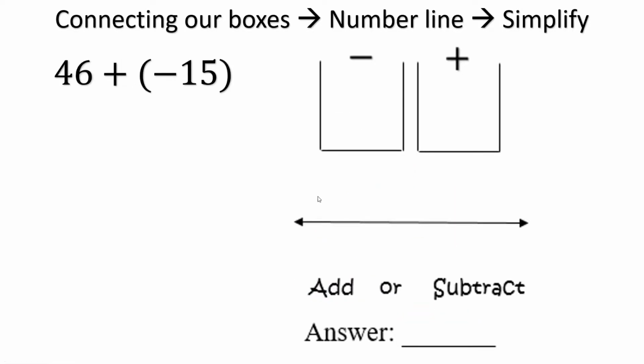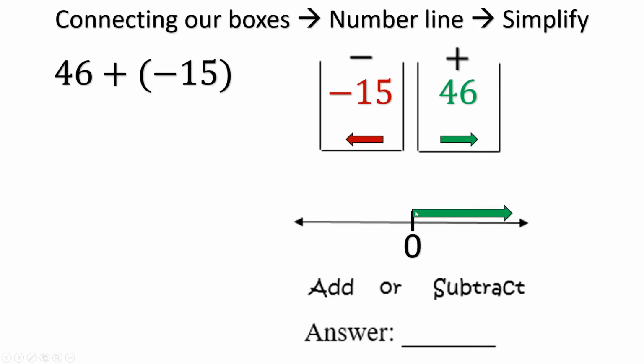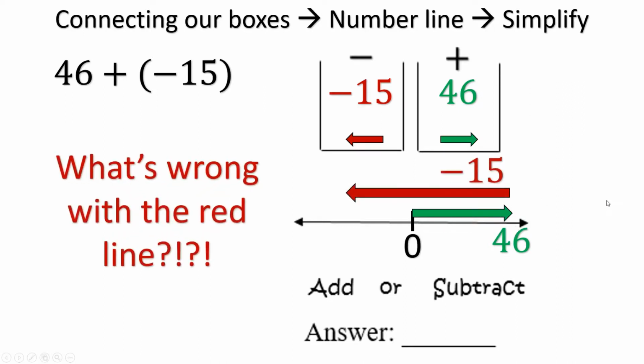Last one to talk about before we do the actual note sheet. So we have 46 plus -15. That's a +46 and a -15. On the number line, we'll be going right and then left. So we're going to start at 0. We're going to go right 46. That's a +46 there. Then from this point, we're going to turn around and go -15.